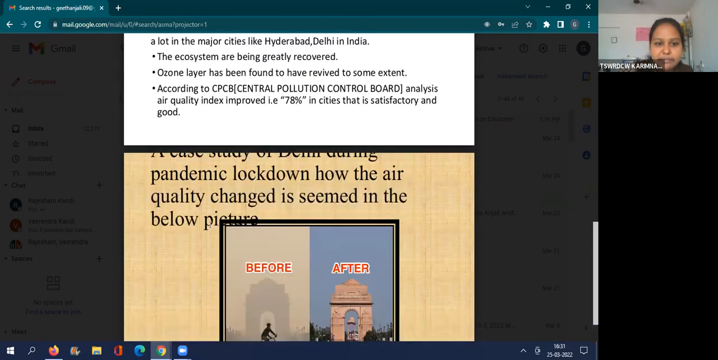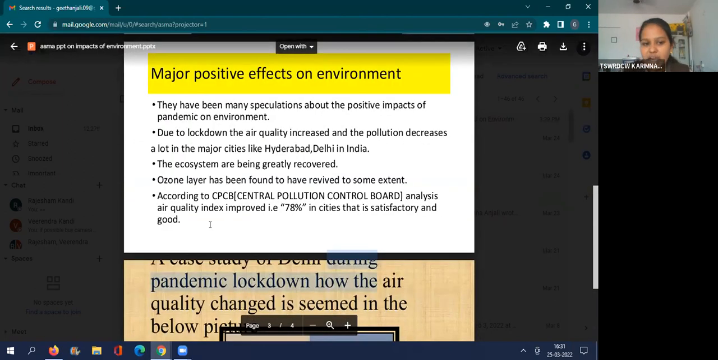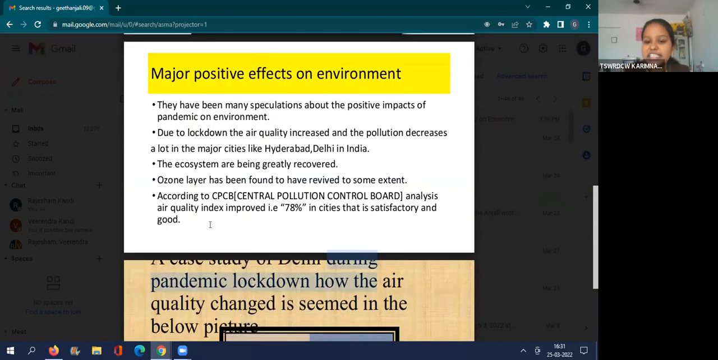This is given by the CPCB, Central Pollution Control Board analysis. The air quality index improved about 78% in cities. It is satisfactory and good. Also, due to the lockdown, air pollution decreased and there was a reduction in the amount of NO2 and CO2, which are main causes of ozone depletion. It is very harmful to the environment.